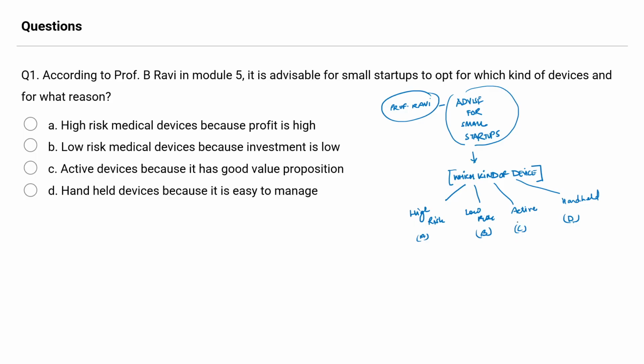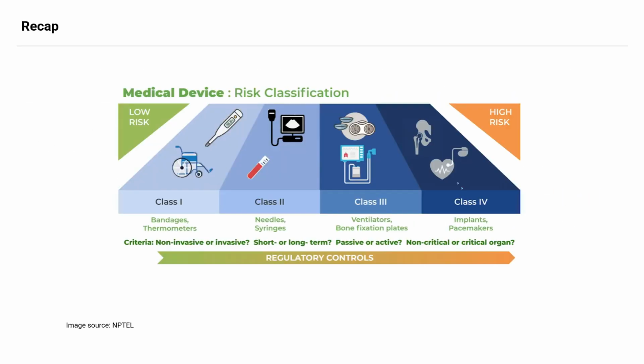We've got two votes. We've got one vote for option B and one vote for option C. Let's have a quick look. Okay, so if you recall, this was the risk classification for medical devices, which starts from low risk to high risk. Now, what he suggests is that if you are a small startup just working in this medical healthcare domain, it's always good to begin with this particular sector. Any reason why you should prefer this? Because of this particular reason.